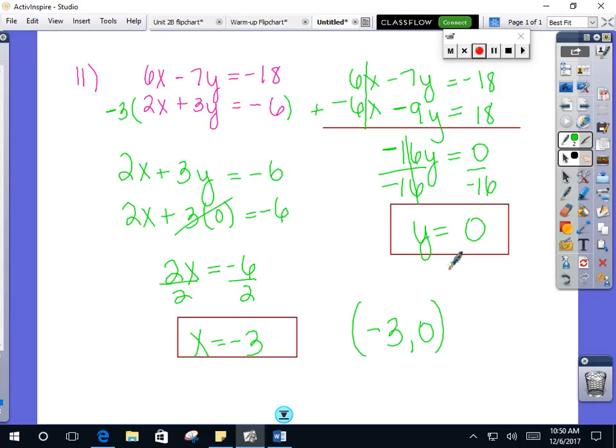All I did, I plugged in 0 for the y value, and then I multiplied by 3, which canceled it out because 0 times anything is 0. That brought down the 2x and the negative 6. I then divided by 2 on both sides, and that's how I got negative 3.